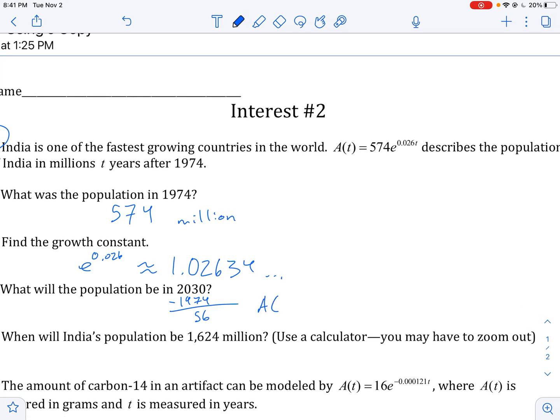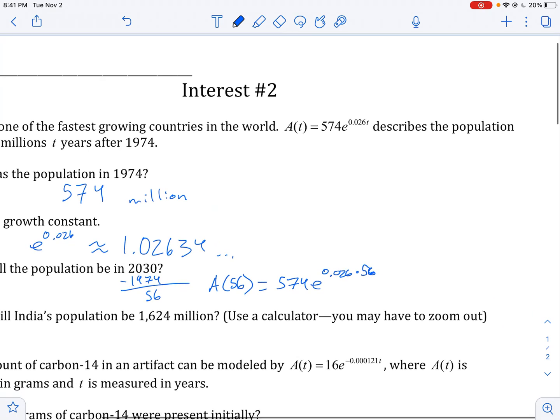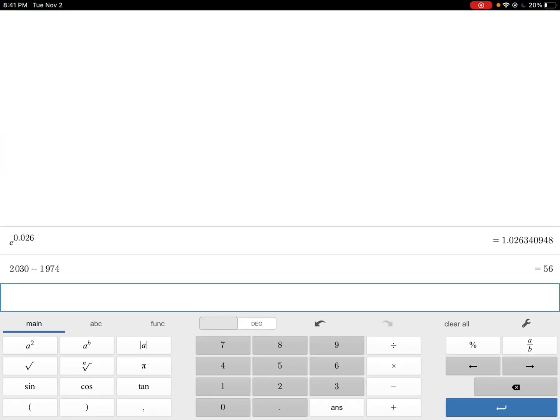So I'm just going to write out my equation. A of 56 equals 574 times e to the 0.026 power times 56 in that exponent. Make sure you times the exponent things together. Okay, and that's going to give us a number. We're going to write out the approximation, so let's go ahead and do that. Clear all this stuff out.